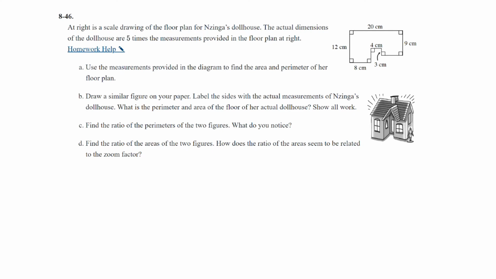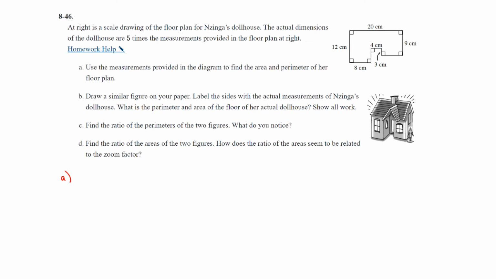Question 46. At right is a scale drawing of the floor plan for Zynga's dollhouse. The actual dimensions of the dollhouse are 5 times the measurements provided in the floor plan at right. Use the measurements provided in the diagram to find the perimeter and area of her floor plan. So this one, we're only finding the perimeter and area of the floor plan, not the actual one. So make sure we're only looking at the floor plan. So let's start with perimeter.